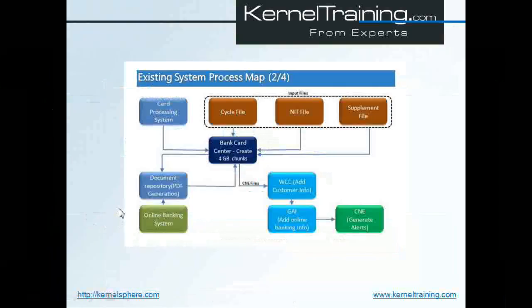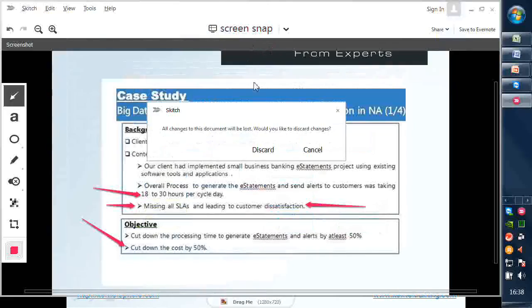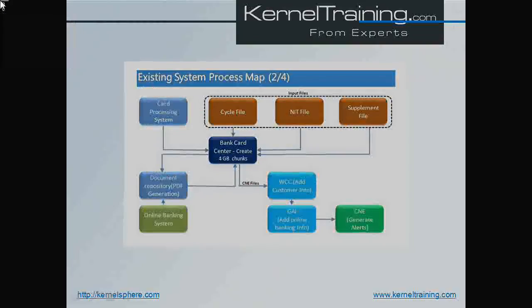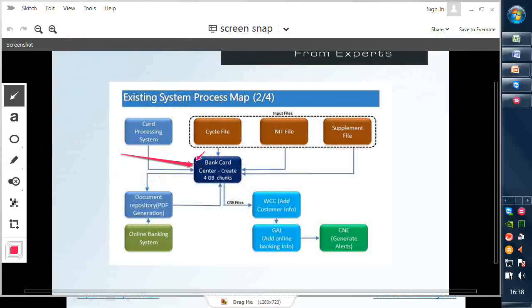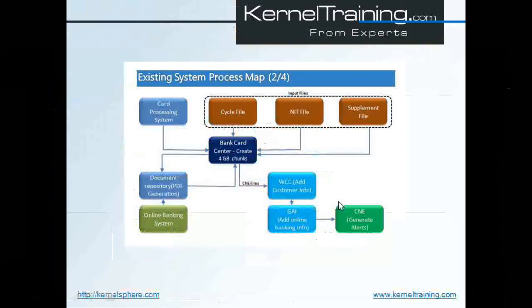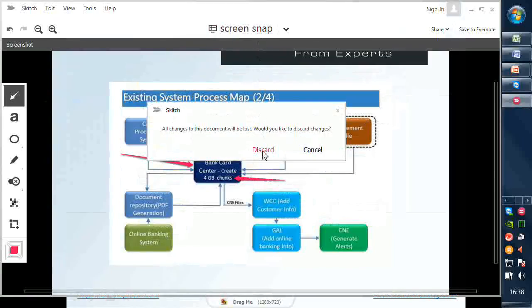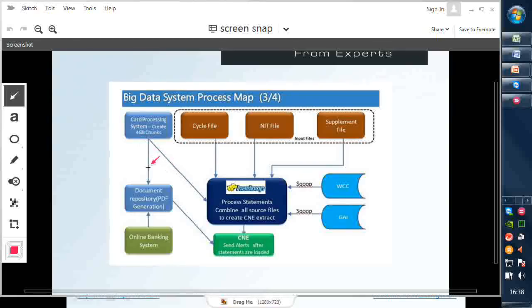Here is the workflow of the existing architecture. We have multiple applications which are sending the data to a central application. That is what this one is, and they put that data in the form of 4 GB of data, and then they start generating the statements and start sending out the alerts, guys. Okay, what is it that they want to do? What is it that we are going to do? We're going to introduce Hadoop here. Okay, so this is where we introduce Hadoop.